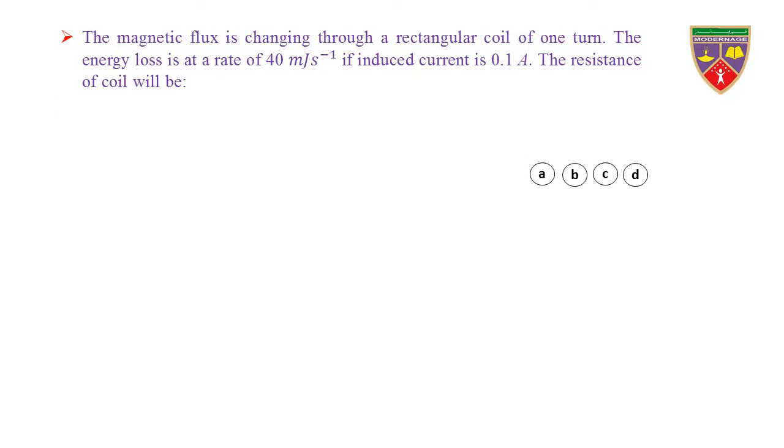The magnetic flux is changing through a rectangular coil of 1 turn. The energy loss is at a rate of 40 millijoules per second, if the induced current is 0.1 ampere. The resistance of the coil will be: option A, 40 ohms; option B, 10 ohms; option C, 4.0 ohms; option D, 0.1 ohms. The key is 4.0 ohms. Therefore, the correct option is C.